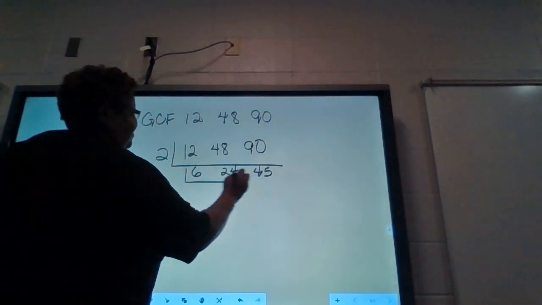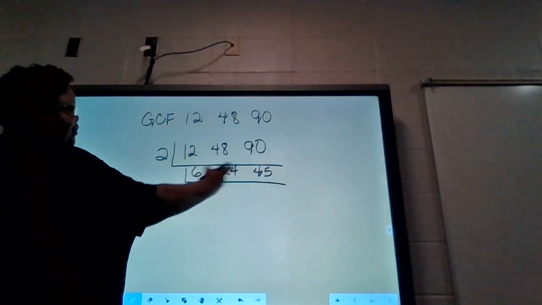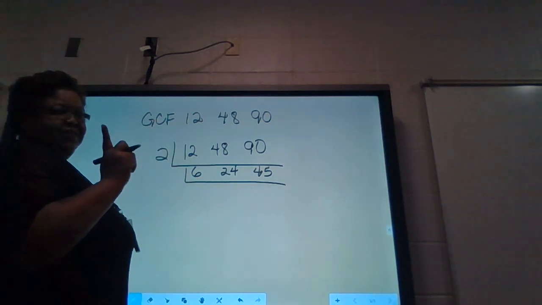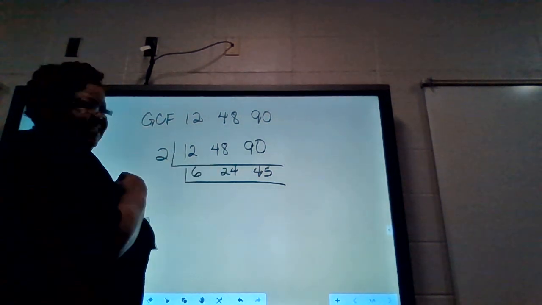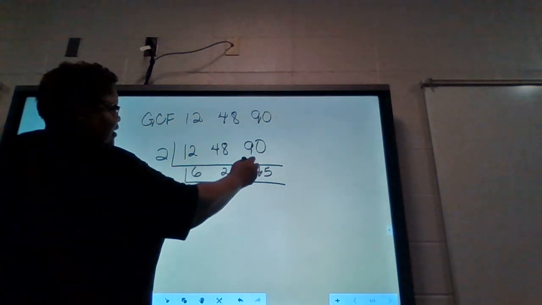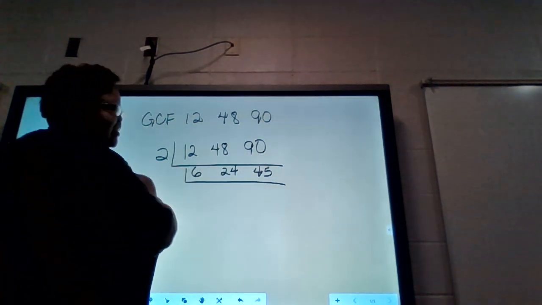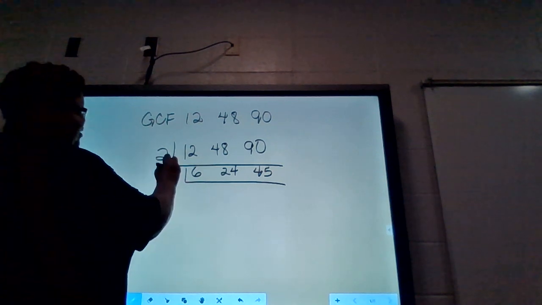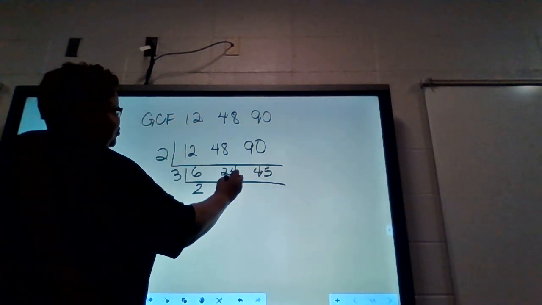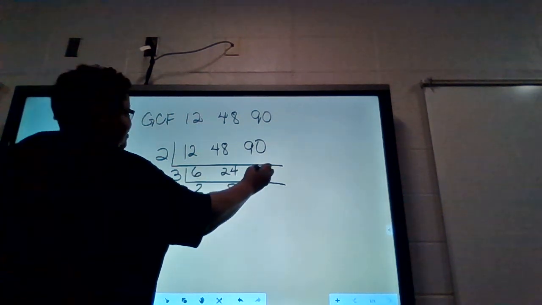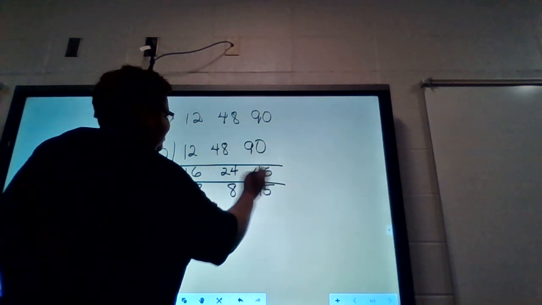We still got something going on here. 45 is not an even number, but let's check for divisibility by 3. 6 is divisible by 3. 4 plus 2 is 6. That's divisible by 3. 4 plus 5 is 9. That is divisible by 3. So 3 goes into 6 2 times. 3 goes into 24 8 times. And 3 goes into 45 15 times.